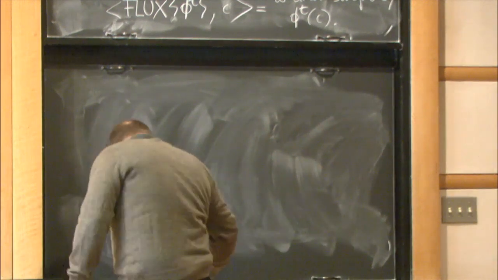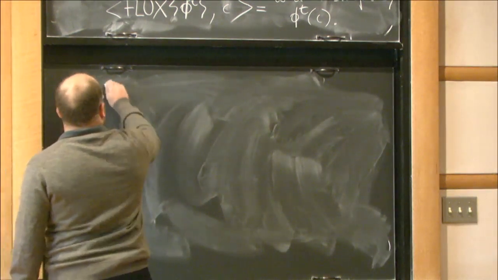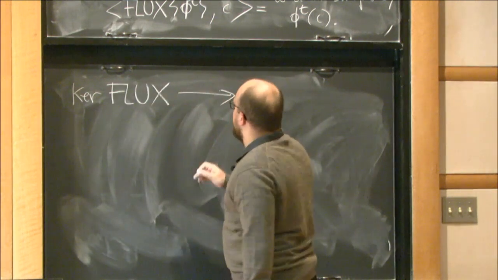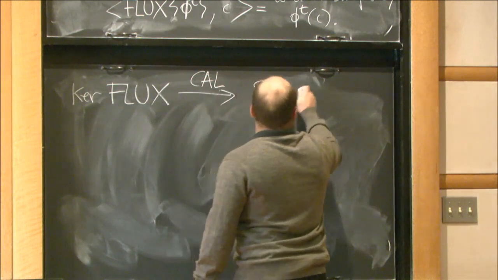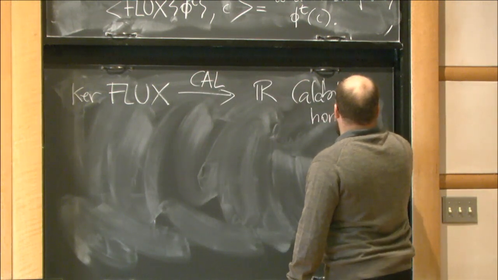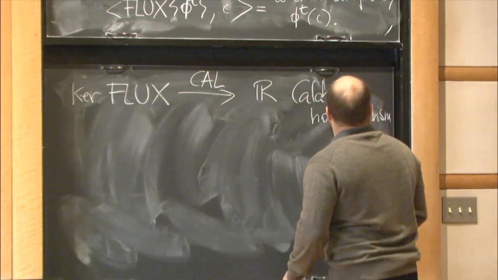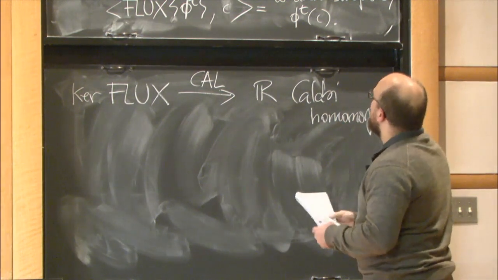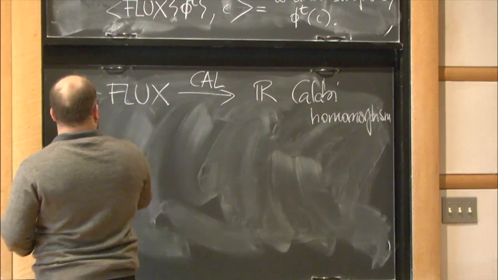So then you ask, is the kernel simple? And the answer is again no. The answer is no because one has a Calabi homomorphism. So let me describe it.